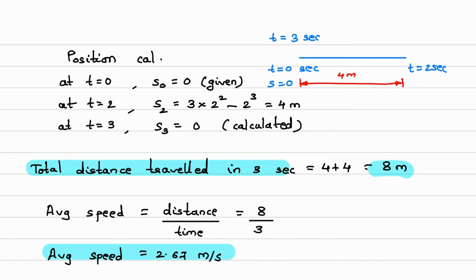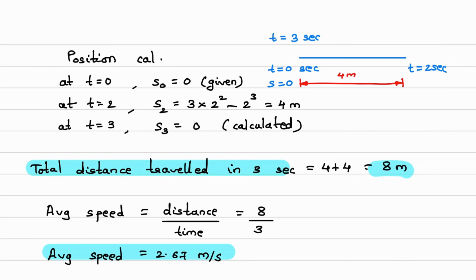Then what will be the total distance traveled, which is asked in 3 seconds? It will be from this initial point to this location and back to this location. So total distance will be 4 plus 4, 8 meters. And then average speed. What is the speed when the particle travels from this position to this position and back to this position? It will be distance upon time. So distance is 8 meters and the total time is 3 seconds. So from there we got average speed. So we have completed this part, variable acceleration motion.